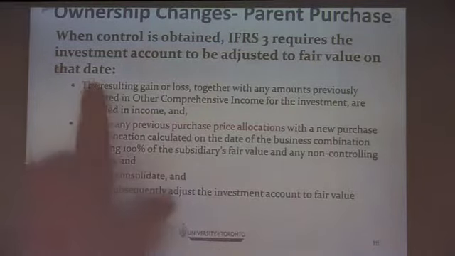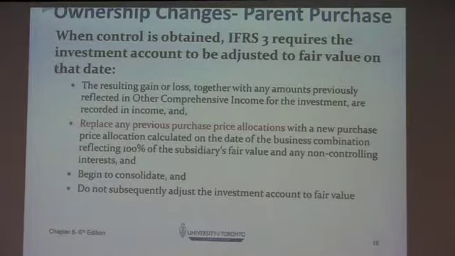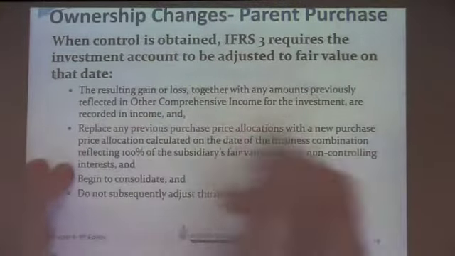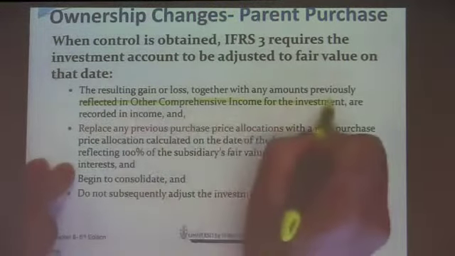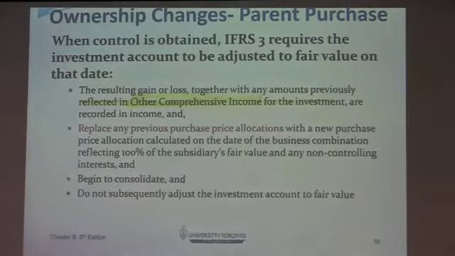And then the resulting gain or loss: if you compare the investment under the equity method on the books of the investor to the fair value at the point at which they achieve control, any gains or losses are recorded in OCI from the investment. Okay. And of course, it becomes part of regular income once we start disposing of our proportionate share of that investment.